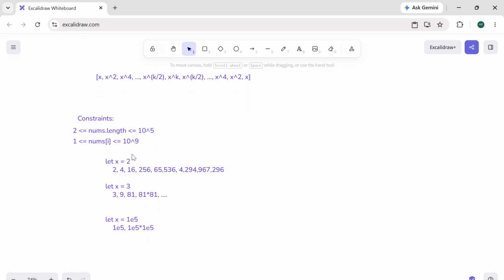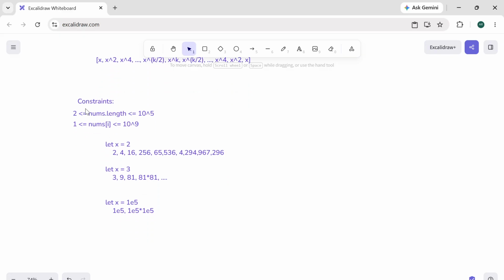Now the important thing is the constraints. The constraint says the length n can go up to 10 raised to 5, and nums[i] is up to 10 raised to 9. Both of these things are very important for us.